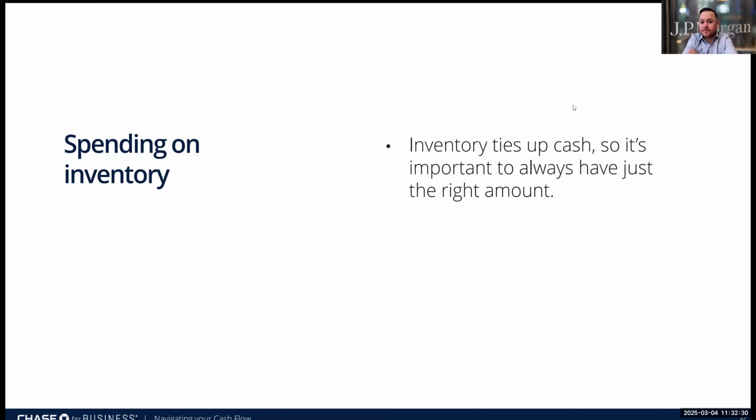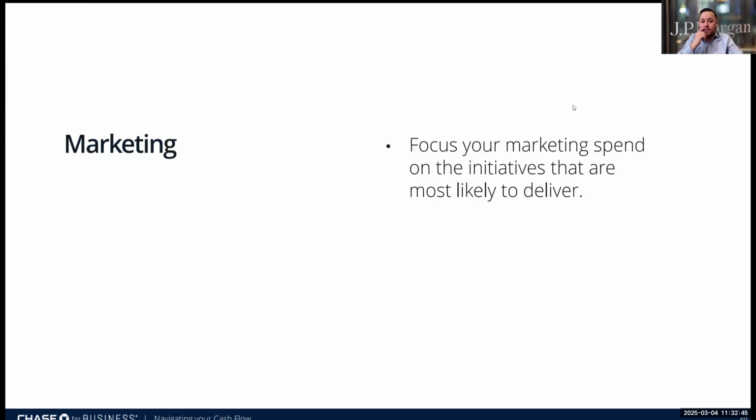And also it keeps track of whether it's selling fast enough. Do I have a good handle on what's coming in and out on the inventory side, right? That ties up cash. So we have to be able to look at those things holistically. Actually, I'll tell you, for our food people out there, our restaurant people, that's a huge one.